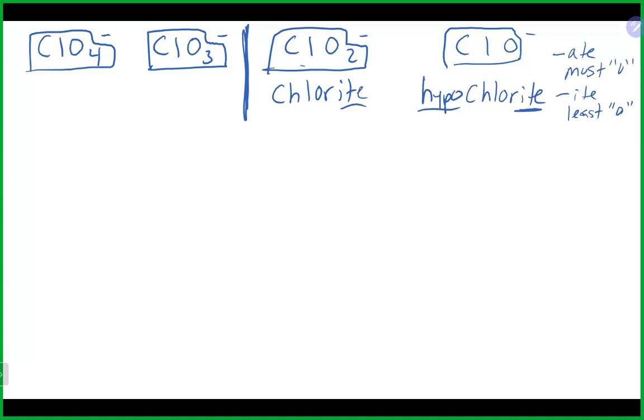Now, if we take a look at the two on the left, which have the most oxygens in that group of four, they should end in "ate," like ate too much. They should all end in "ate." And they have chlorine in there. So this one is named chlorate. This one will also be chlorate because it has the most oxygen.